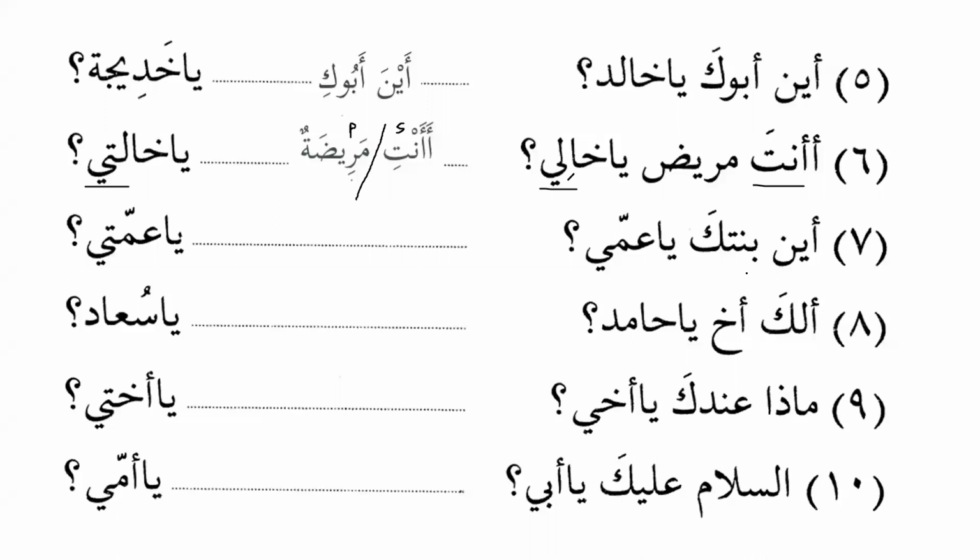Aina bintuka ya Ammi, where is your daughter, oh uncle? So this will be uncle, that will be the paternal uncle. And when you're talking to your aunt, then what will you say? Aina bintuki ya Ammati, where is your daughter, oh aunt? So in English, I think we use aunt for both, but in Arabic and even in Urdu, we have different words.